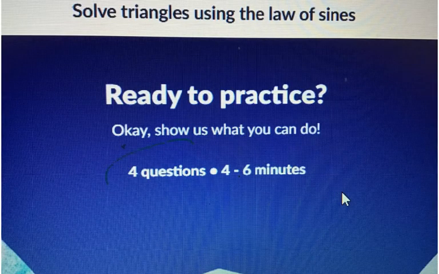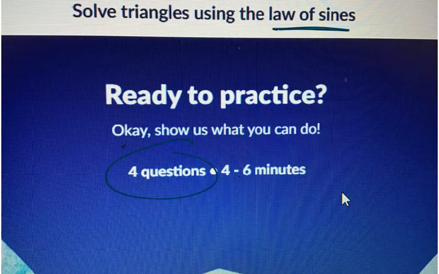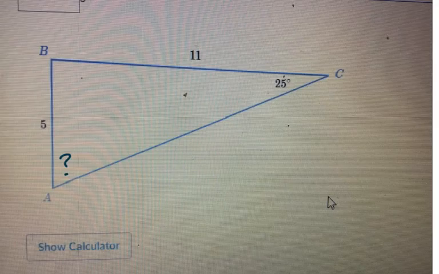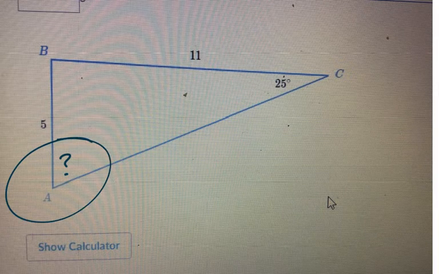We're going to get 4 questions on the law of sines. Now, the first question, they want us to find angle A down here.